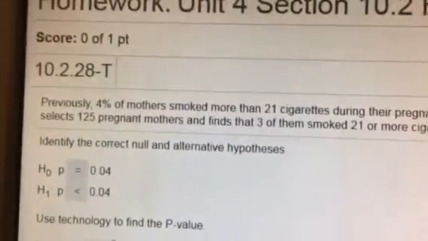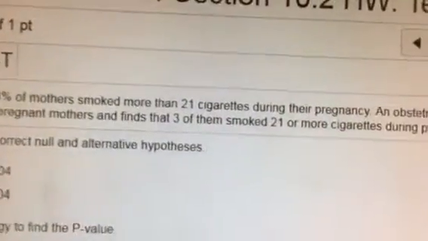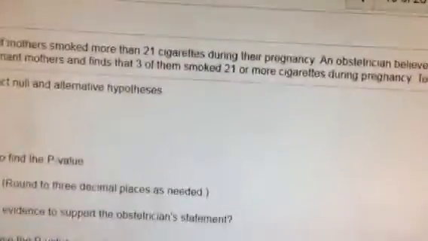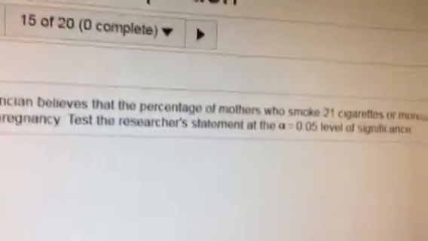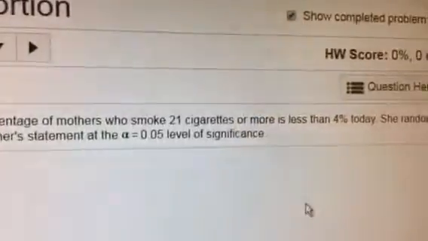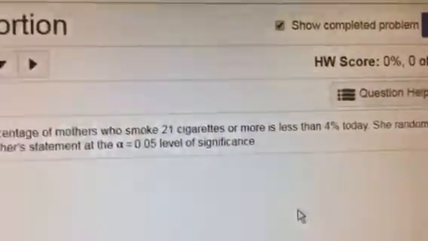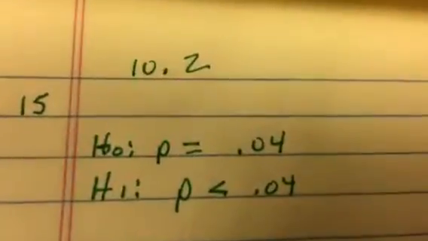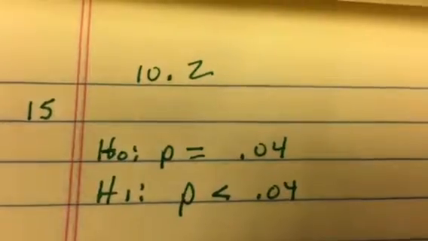Okay, previously 4% of mothers smoked more than 21 cigarettes during their pregnancy. So my p-value will equal 0.04. An obstetrician believes that the percentage of mothers who smoke 21 cigarettes or more is less than 4% today. That's going to be my alternative hypothesis statement. P is less than 0.04.